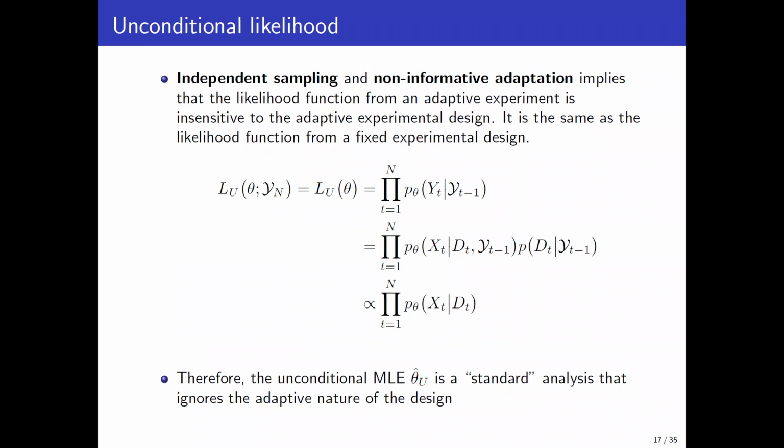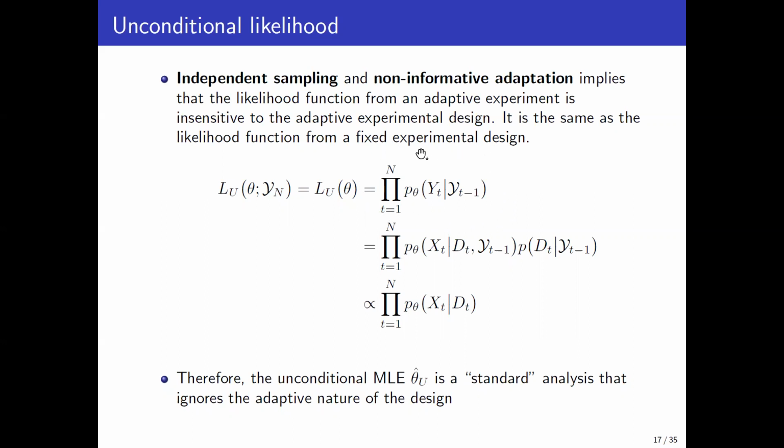And it gives us a result that many of you may be familiar with in the context of sequential sampling, where we know that the likelihood function associated with a sequential sampling scheme is actually the same as the likelihood function associated with a comparable fixed sampling scheme. So the sampling scheme itself is actually irrelevant to the likelihood function. If we make these two assumptions, independent sampling and non-informative adaptation, then that result essentially generalizes to adaptive designs as well. And we can see that here.